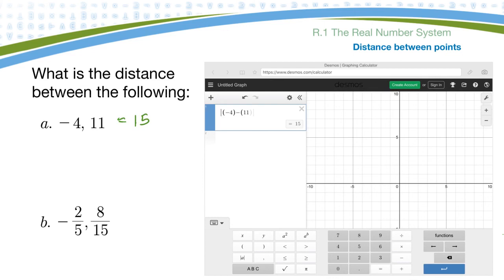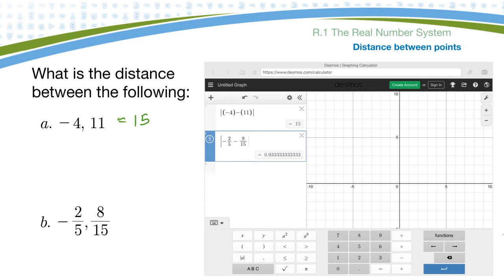You can do the same thing with the next one. Let's try that one. Okay, so -2/5. Absolute value of -2 divide 5. Nice that it puts in brackets there. Then there are some arrows underneath the word function that you can use to move over a bit. So -2/5 minus 8/15. 8 divide 15. There we go.